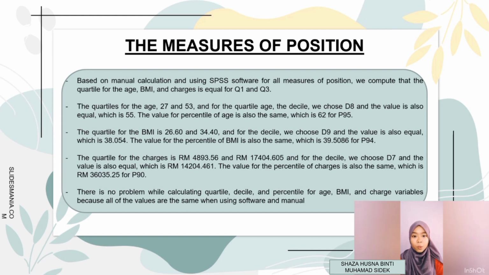Then the quartiles for the charges are RM 4893.56 and RM 17404.605, and for the decile we chose D7 and the value is also equal, which is RM 14204.461. The value for the percentile of charges is also the same, which is RM 36035.25 for P90. So, from this computation, we can conclude that there is no problem calculating quartile, decile and percentile for age, BMI and charges variables, because all of the values are the same when using software and manual.